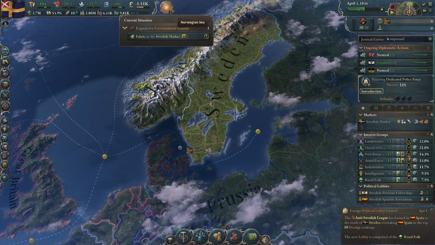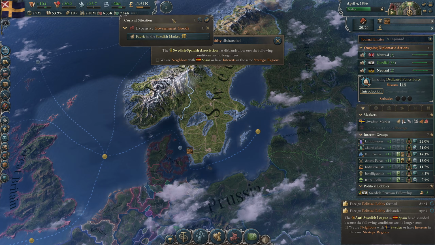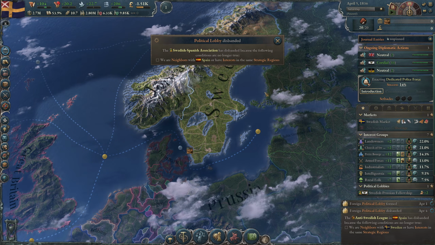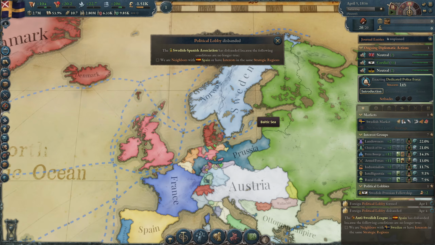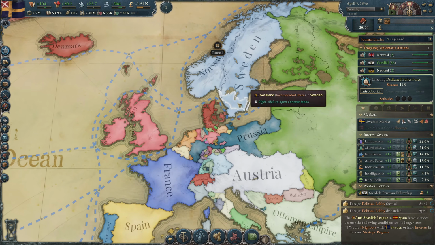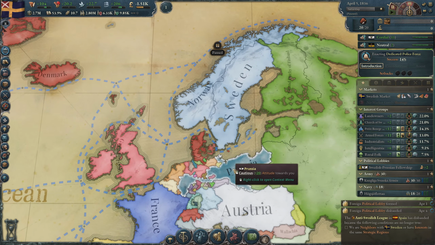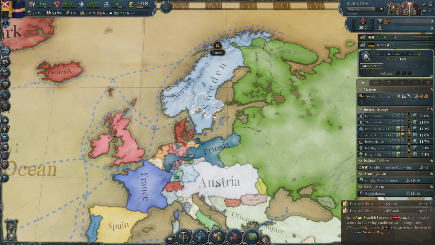Okay, that's going. What is this message? Oh yeah, the fabric message is still there. Oh, and my Swedish-Spanish association has disbanded because the conditions are no longer true. We are neighbors with Spain or have interest in the same regions. No, we don't have that, so go away. So the political lobby has been gone. We only have the one with Prussia now, and we want to keep that one because I think Russia will become an enemy.